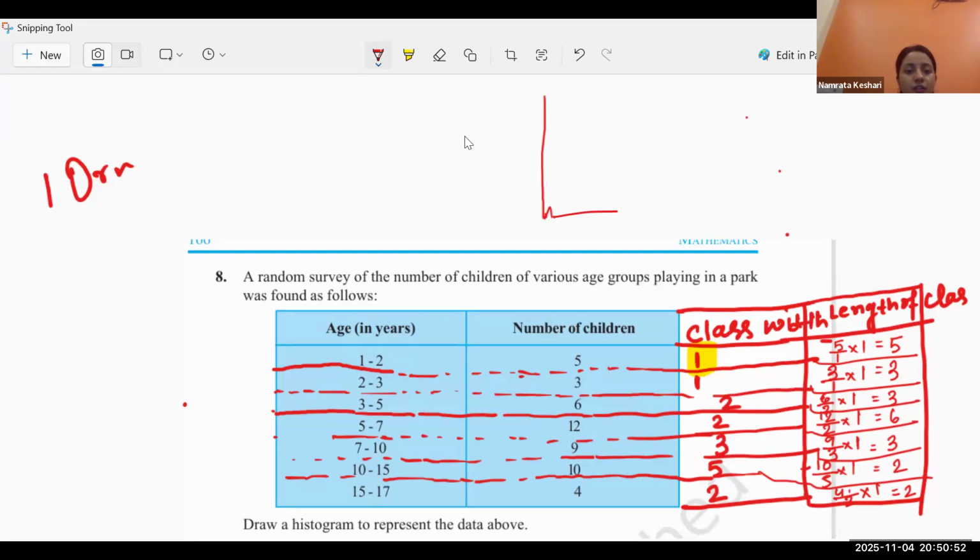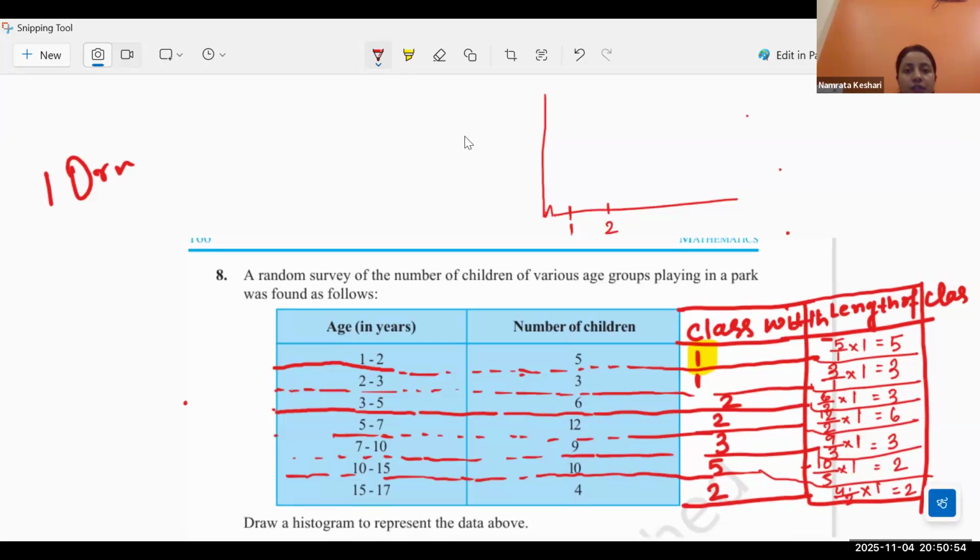You are having 1, then 2, then 3. You can write 4, 5, 6, 7, 8, 9, 10, and just like that, 15, 16, 17, and all of it you can write in your notebook. And over here you can write the frequency, or the length of the class.